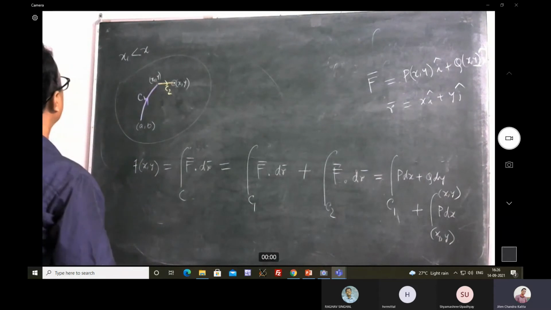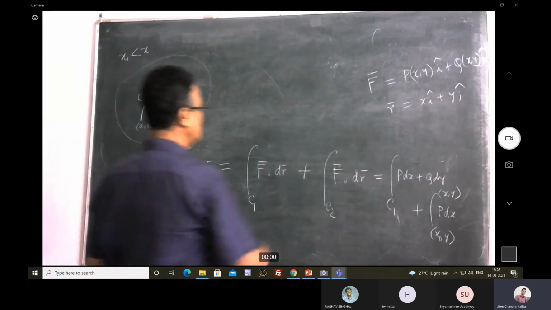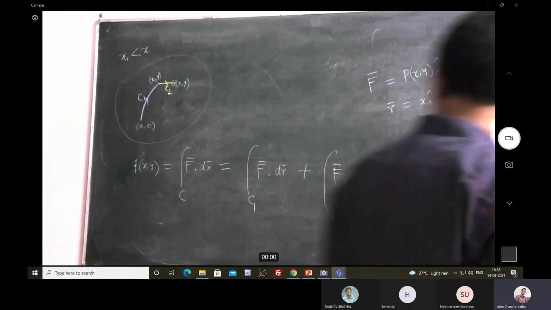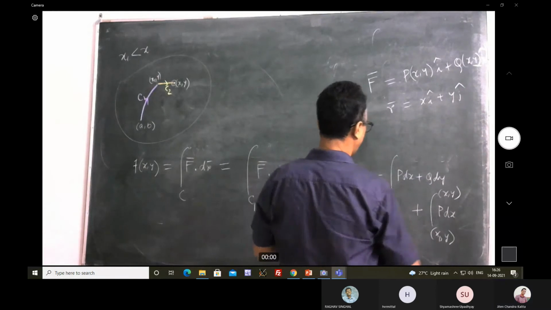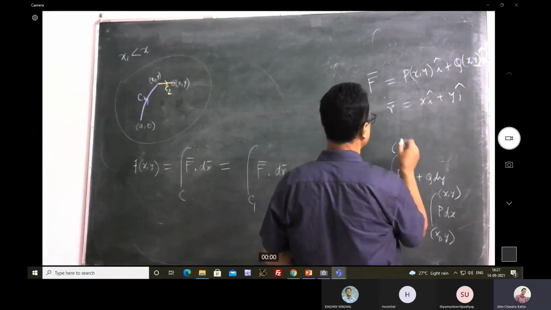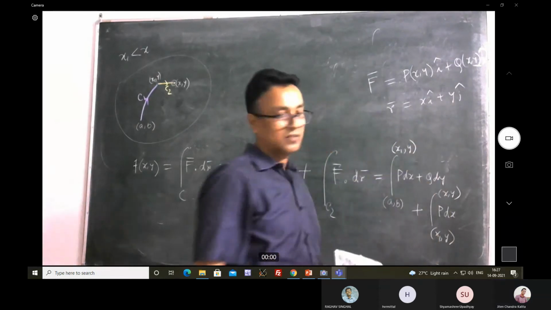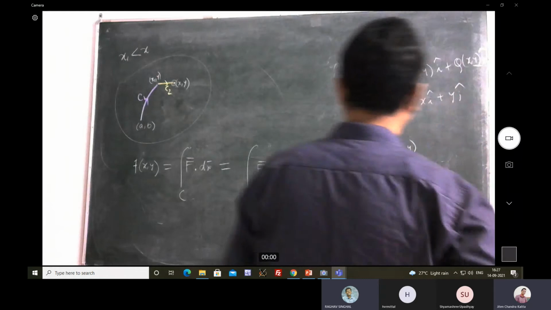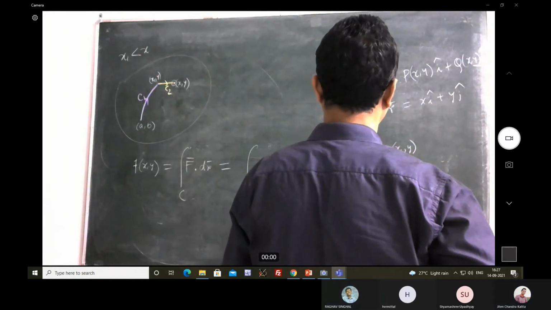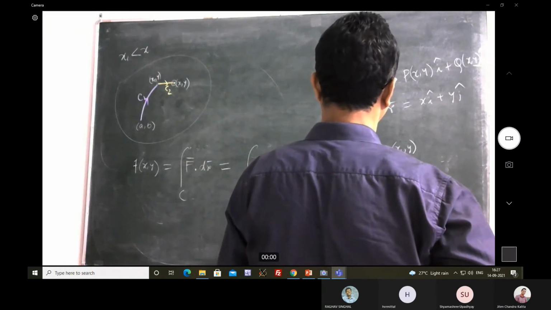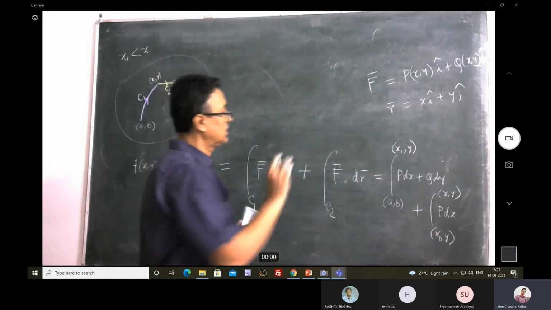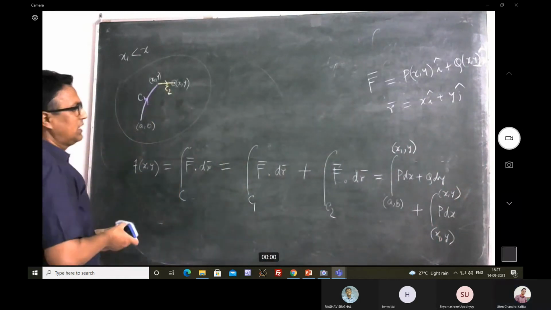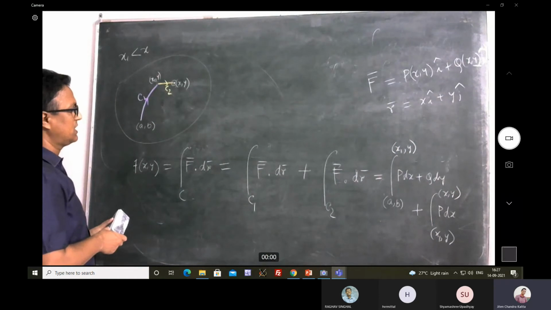So now let me come to this one. Let me come to simply C1. C1 is simply from a, b to x1, y. Even if I don't break it up, let it be like this. You don't need to worry about it. Now, what is happening out here?